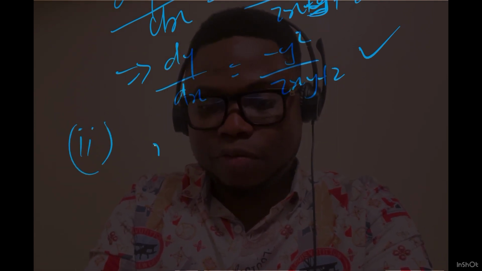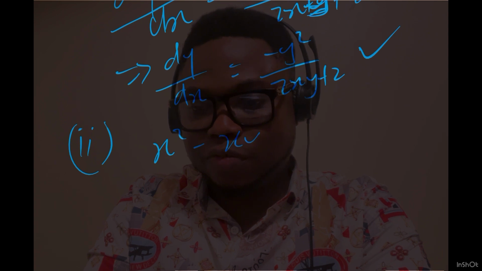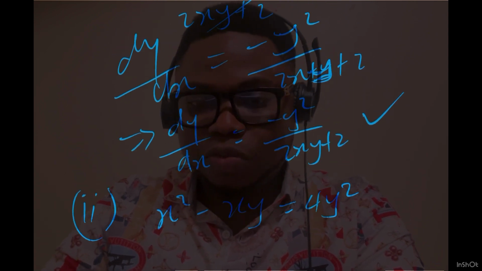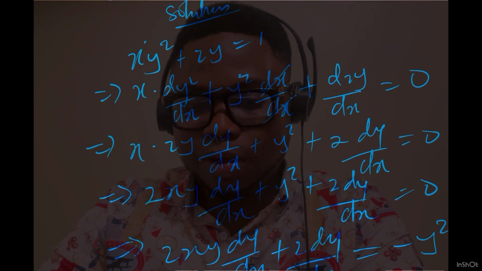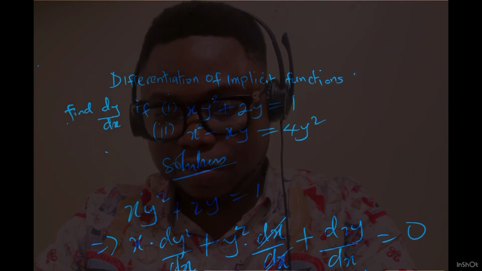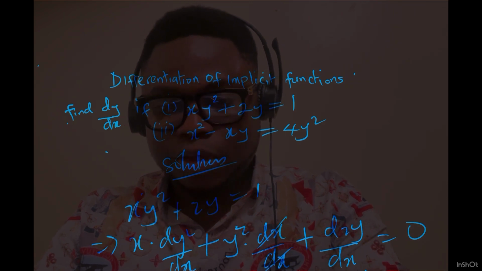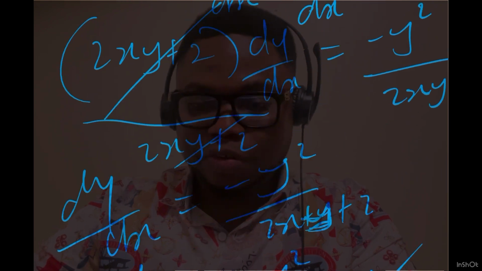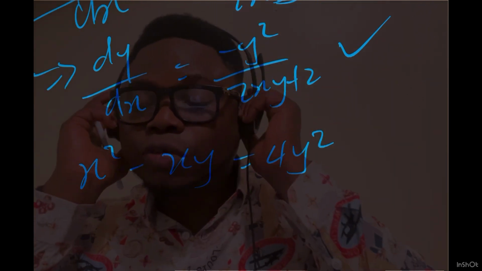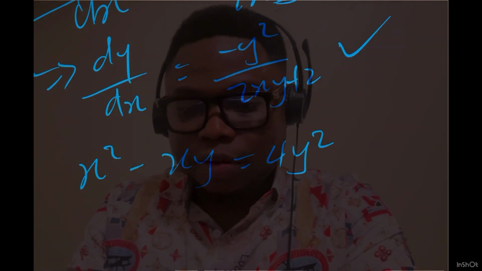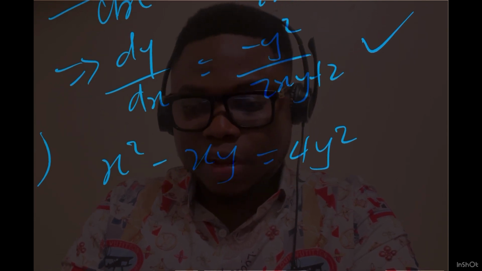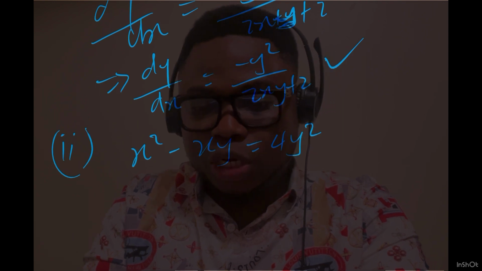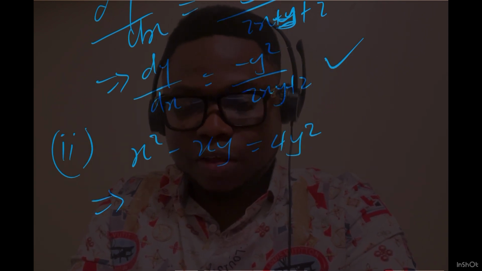X squared minus xy is equal to 4y squared. That is the second question. So for me to apply this implicit rule, I'm going to do the same, considering that I have two variables. It's something I did in the first question, considering I have two variables, x, y. So I'm going to apply chain rule here in x, y.